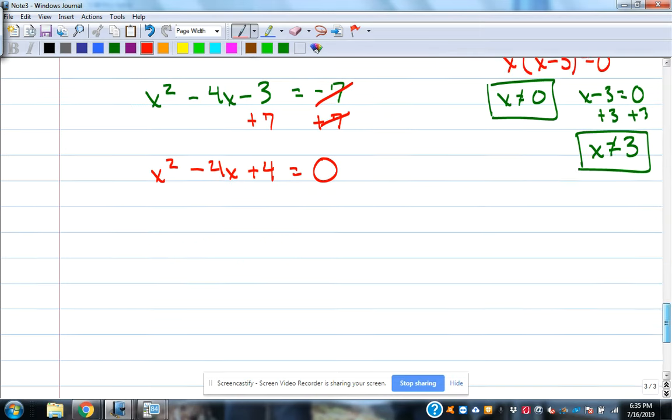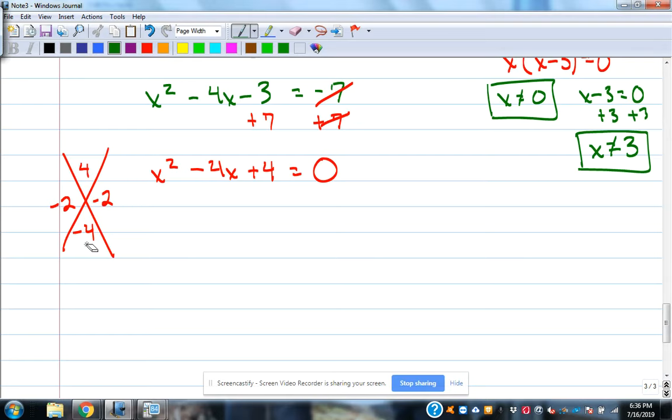Okay? So if I set this up and do the X method of factoring, 1 times 4 is 4. Negative 4 goes on the bottom. That'd be negative 2 and negative 2. Negative 2 times negative 2 is multiplying to be positive 4. Negative 2 times negative 2 adds to be negative 4. So that's the right numbers for that.